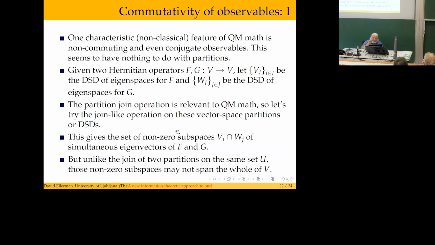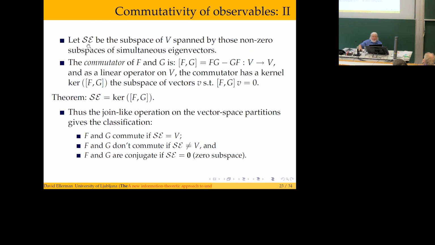Now you get some new stuff, because Hilbert spaces are much more complicated than the set case. Those intersecting subspaces don't necessarily span the whole space. So let's call the space they do span SE, for simultaneous eigenvector space. Then let's look at the commutator. Here's the usual commutator. It's a linear operator, so it has a kernel. The kernel is the set of vectors that get mapped to zero. And the theorem is that the simultaneous eigenvector space is the kernel of the commutator.